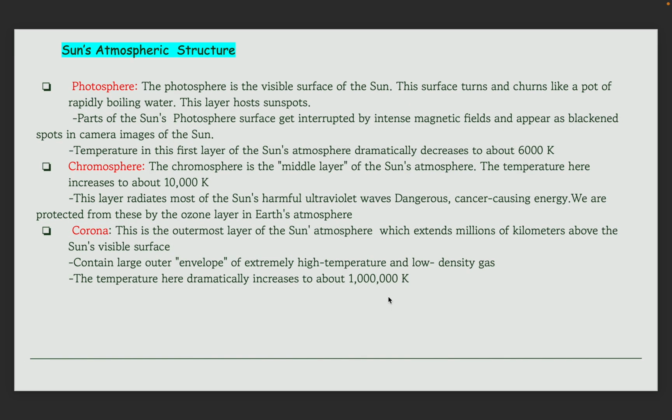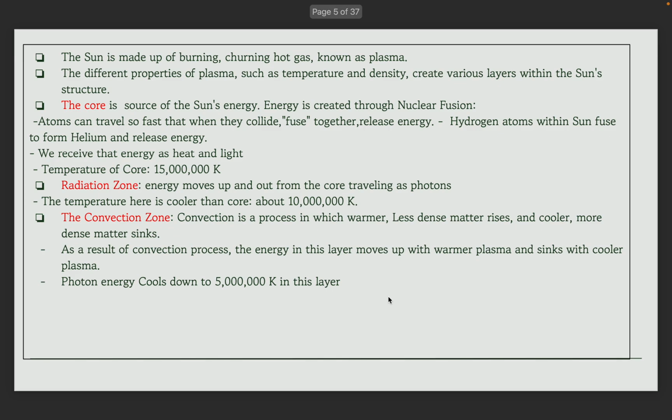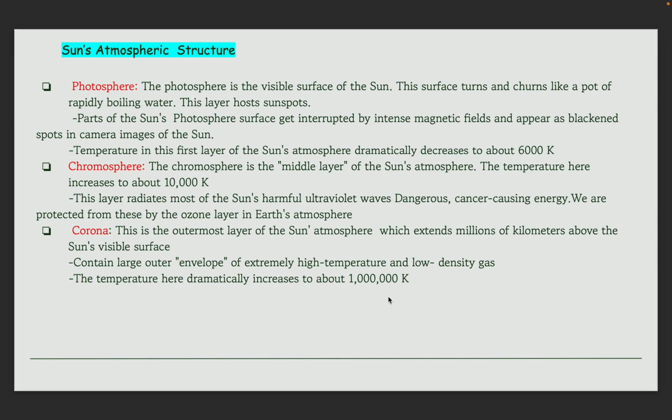The temperature is about 15 times 10 to the power 6 Kelvin at the core. At the radiation zone, it drops to about 10 times 10 to the power 6 Kelvin, and in the convection zone, it is about 5 times 10 to the power 6 Kelvin. And the sun's atmosphere has three layers: one is the photosphere, another is the chromosphere, and another is the corona.